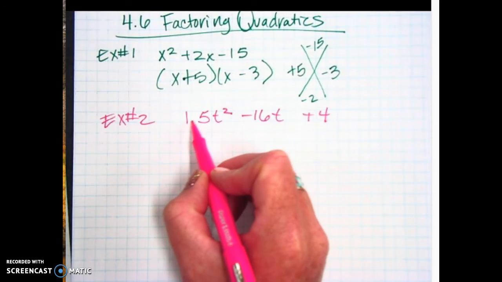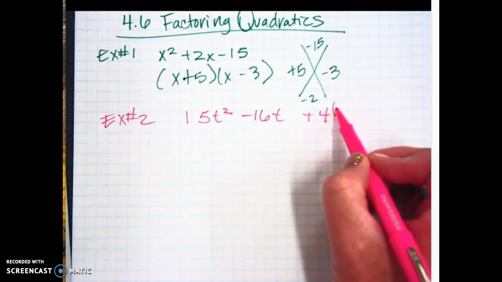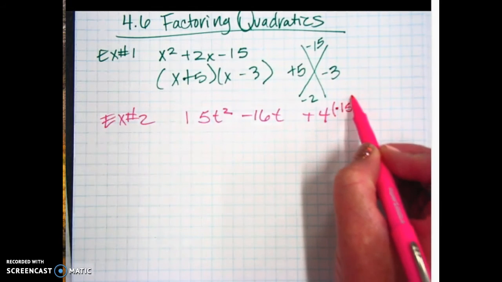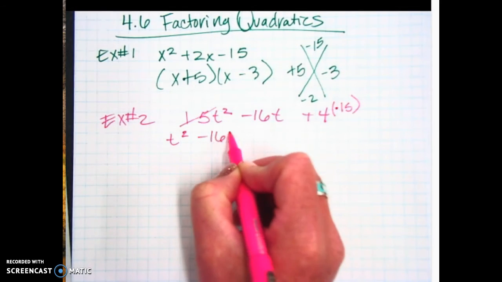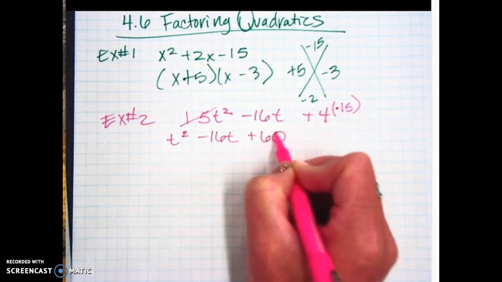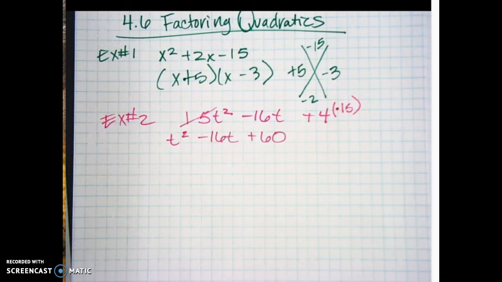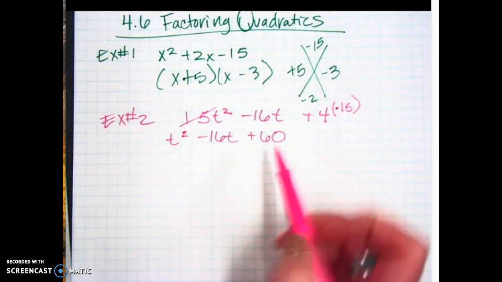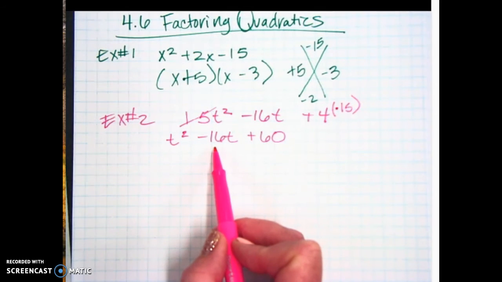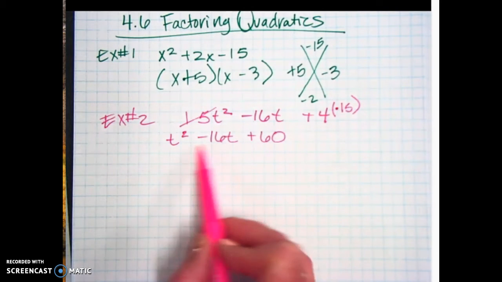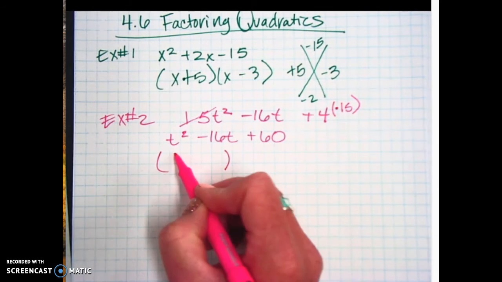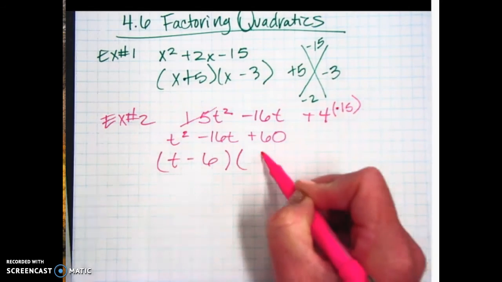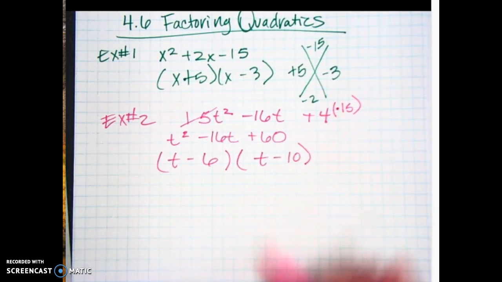So I'm going to take that 15 and multiply it by the 4. And that leaves me with t squared minus 16t plus 60. So what is going to multiply to get positive 60, but add or subtract to get negative 16? Negative 6 and negative 10. Yes, t minus 6 and t minus 10.